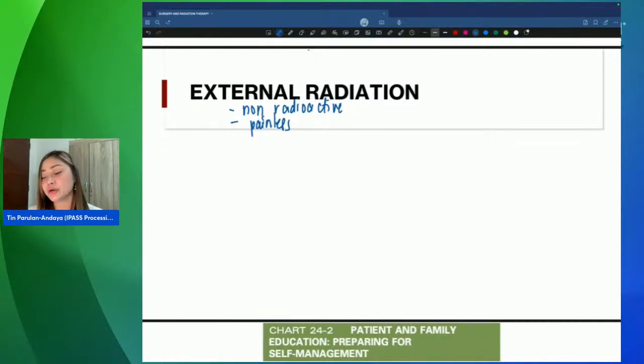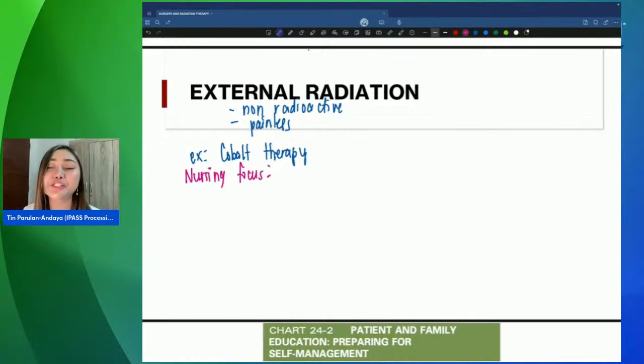All right. So the most common example of external radiation is cobalt therapy. Okay, example, your cobalt therapy. This one is in the form of beams, laser. Many of you would ask, what is our priority here? Of course, aside from the safety of our patient, our nursing focus here is external, so think of skin. Our focus is skin protection.